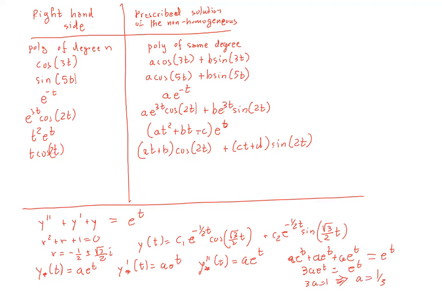So what is the solution eventually? It's going to be y of t is the solution of the homogeneous. Ooh, that's a long one. C1 e to the negative 1/2 t cosine of square root of 3 over 2 times t plus C2 e to the negative 1/2 t sine of square root of 3 over 2 times t plus 1/3 e to the t. And that's it. Okay? That's it. Questions, please.